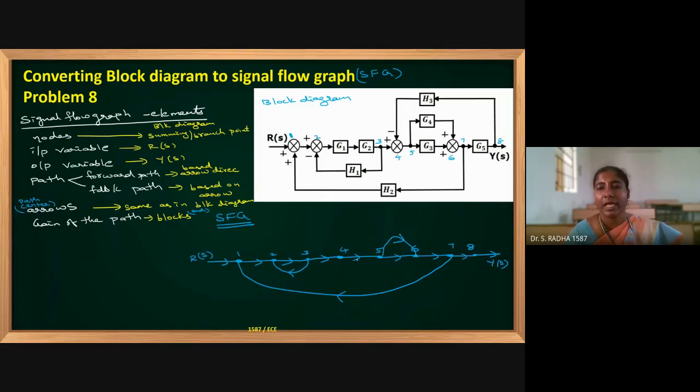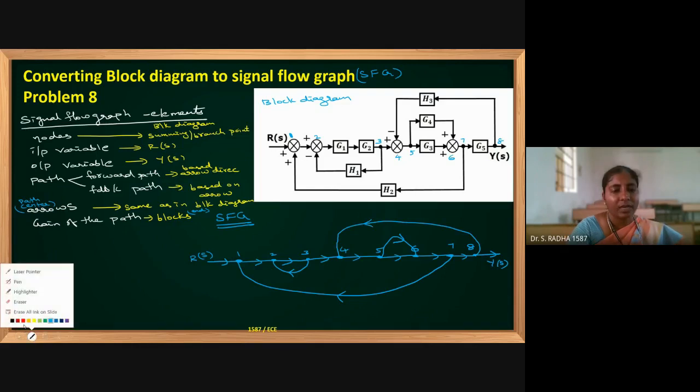Arrows are very, very important. Between 8 and 4, you can see it is a backward direction. Okay, now I will write the gains.